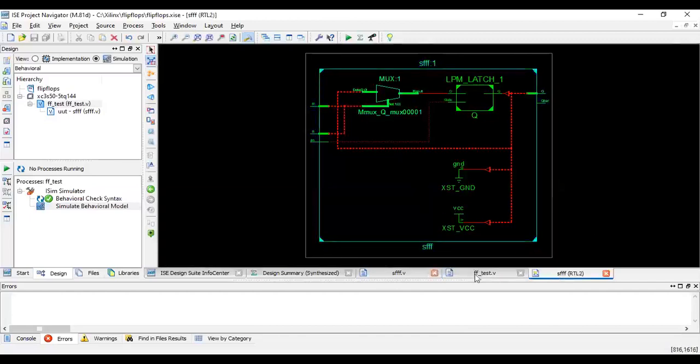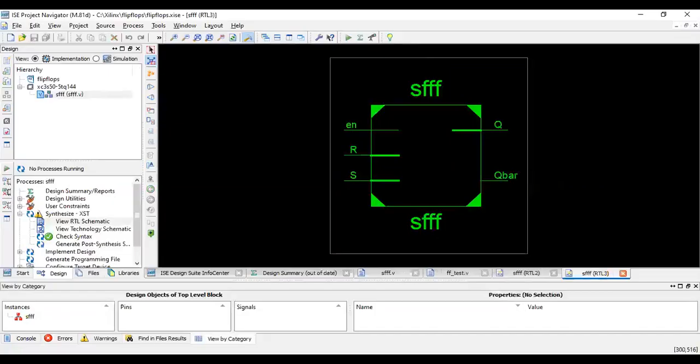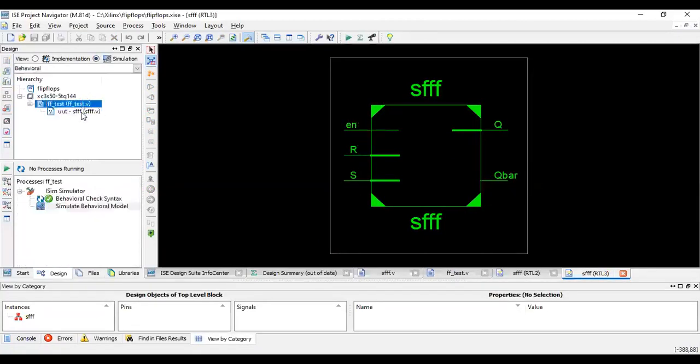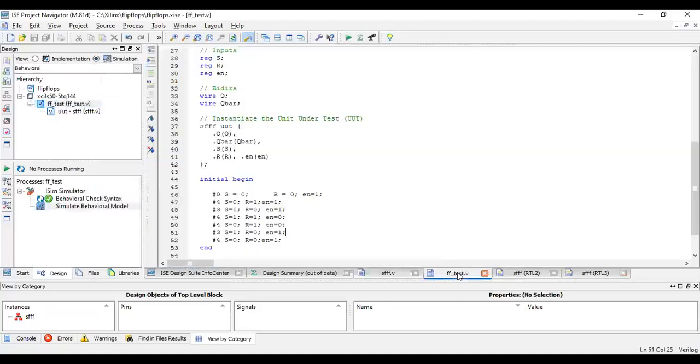If you go to the top level model, this is the top level RTL view. We have R, S, Q, Q bar and enable. So it is a gated SR flip-flop. Now let us execute the test bench. So we have the test bench over here. Similar test bench to what we have used for SR latch. I've just modified and I've given the gate input enable.